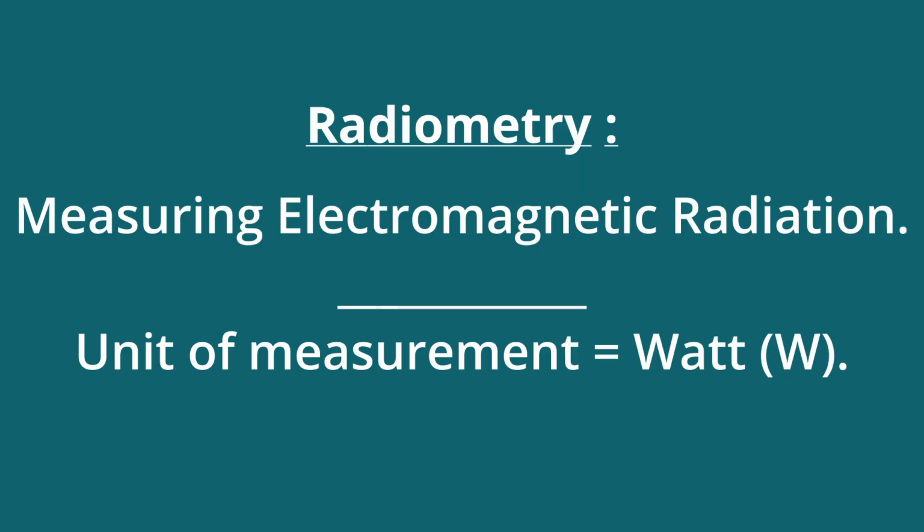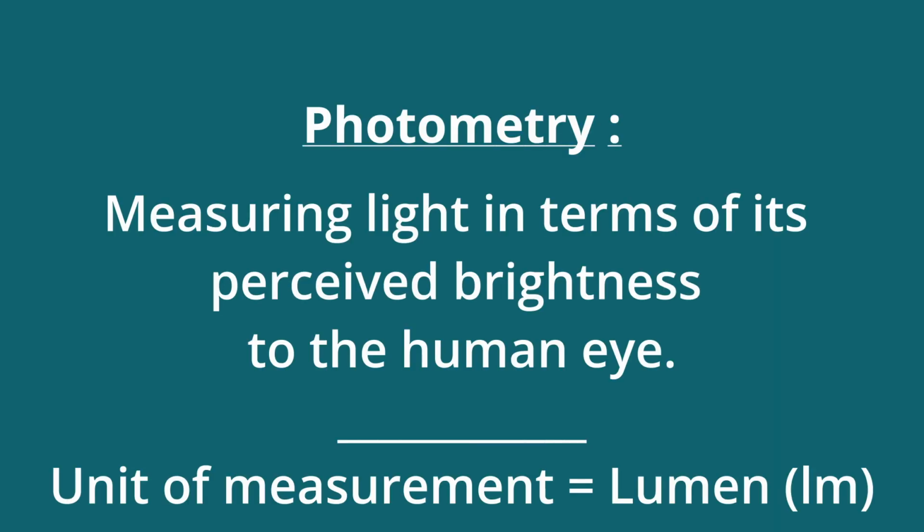Just measuring the amount of electromagnetic radiation, or the number of photons, is referred to as radiometry, and the unit of measurement is watt. Measuring the amount of electromagnetic radiation or the number of photons, giving weight to how sensitive humans are to different wavelengths, is known as photometry.